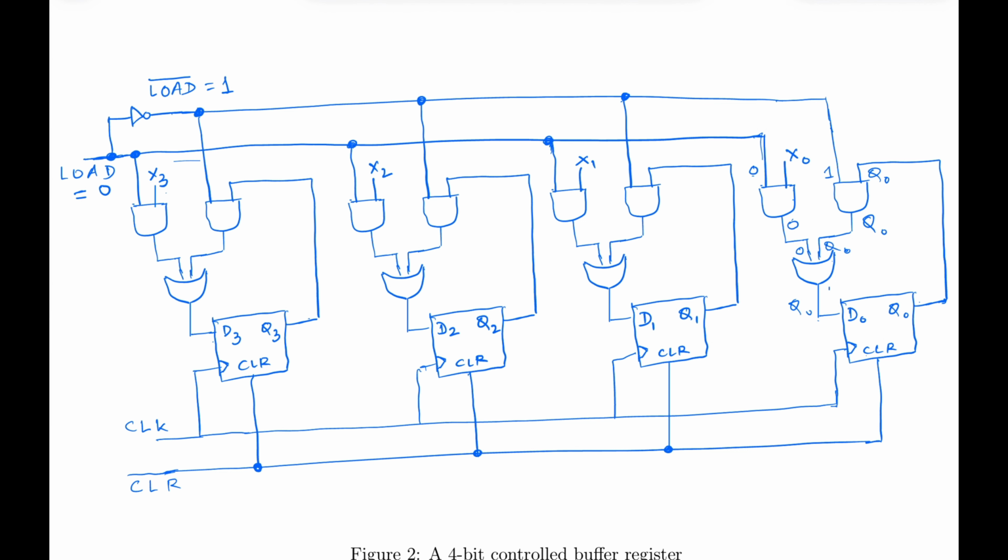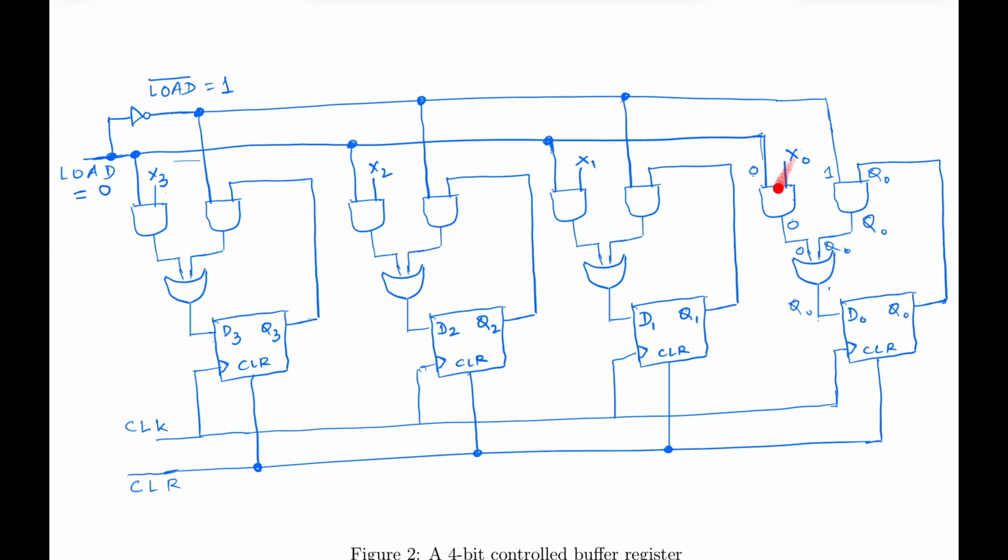So when the clock pulse, or the positive edge of the clock pulse, hits this flip-flop, this will be transferred here. So Q0 is retained. The output of the D flip-flop is retained. There is no change in the output of the D flip-flop. So X0 will not reach the output of the D flip-flop here. Whatever output is here will be retained when the load is 0.